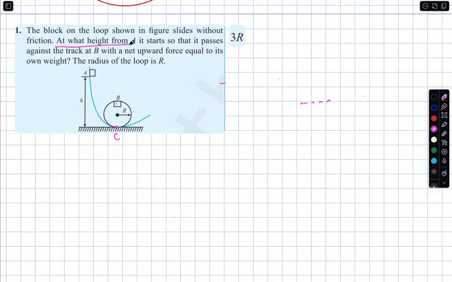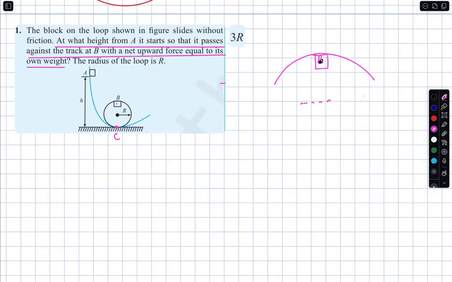At what height from A should it start so that it passes against the track at B with a net upward force equal to its own weight? Thank you. Good question. Now I will go in depth.